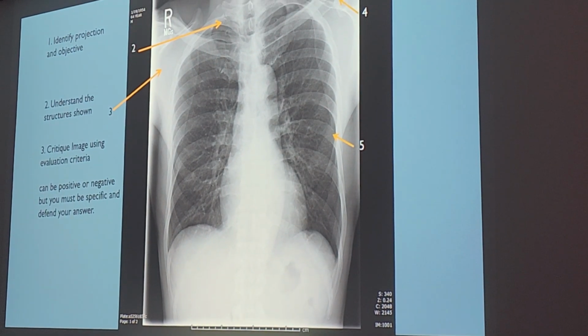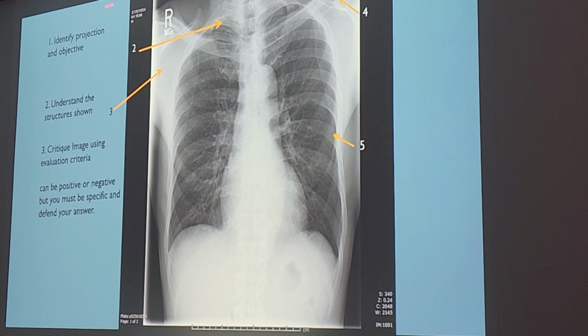First things first, what do we have to do? When we're identifying, when we're looking at the image already, make sure you have all the anatomy. Make sure the chest, the ribs, first rib, the costophrenic angle. Number one, identify projection and objective, right?